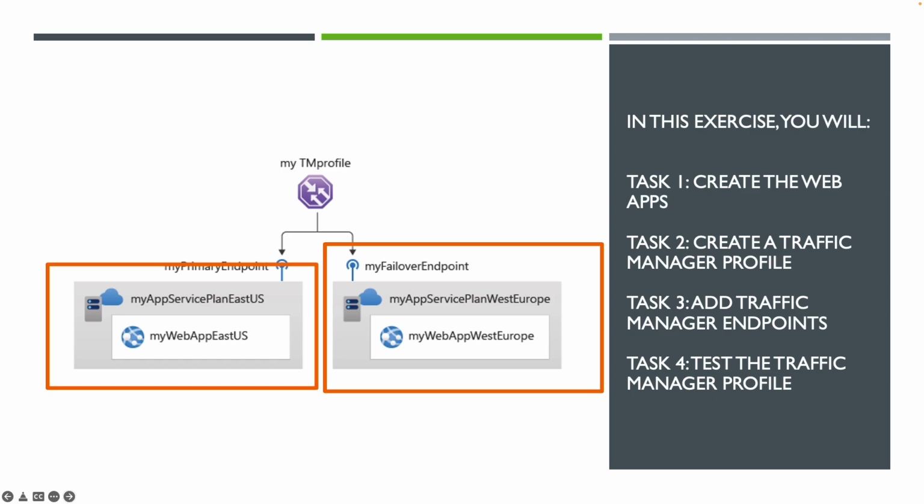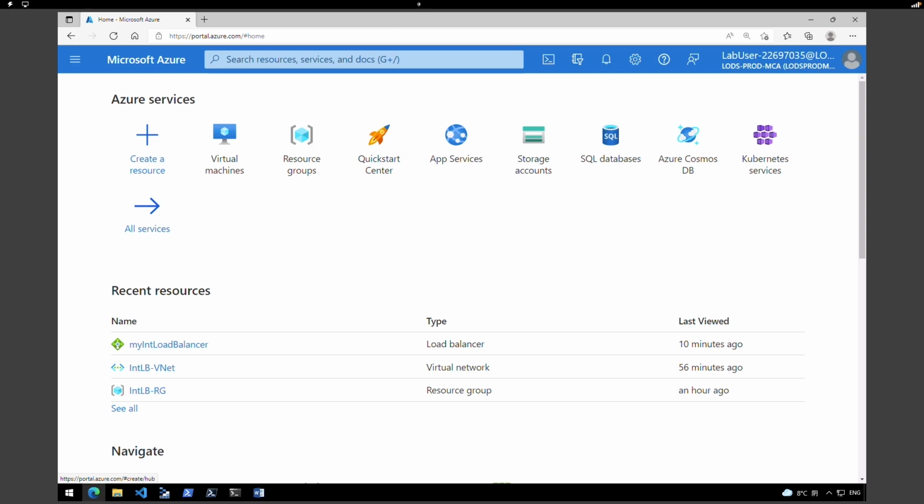The way we are going to create the traffic manager profile is based on the endpoint priority. So this profile will direct user traffic to the primary site running the web application. First step, let's go and create web applications.